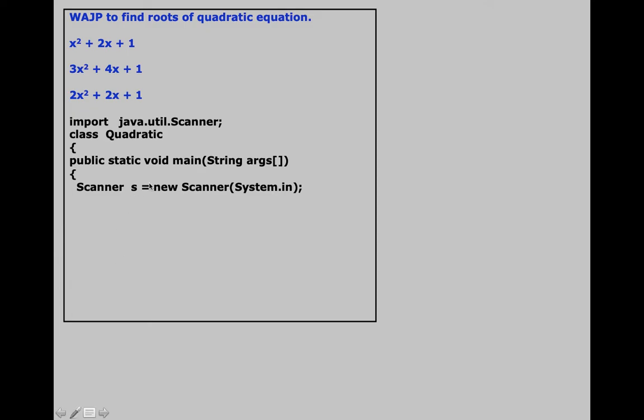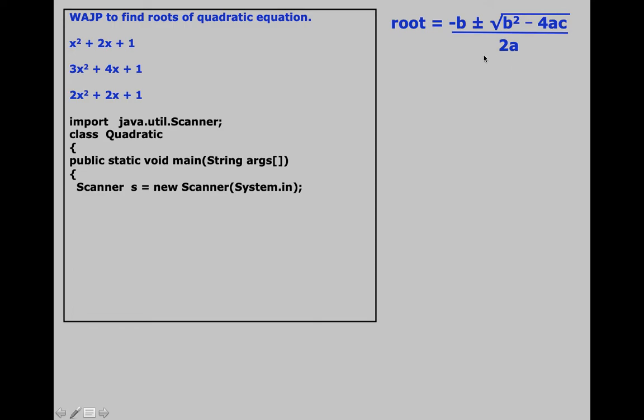Now, do you know the formula for finding the roots of the quadratic equation? Mathematically, do you know the formula? So it is this one. Root is equal to minus b plus minus under root of b square minus 4ac, upon 2a.